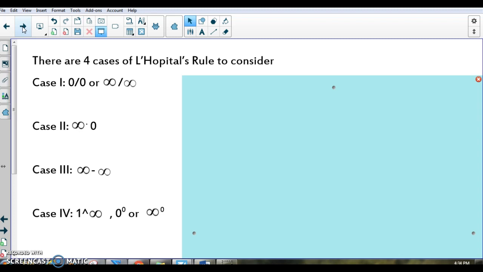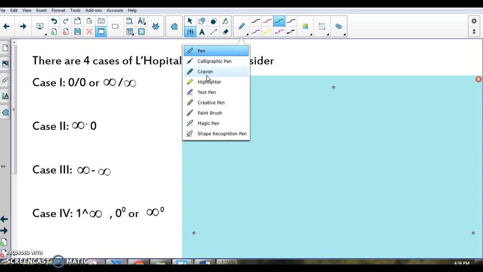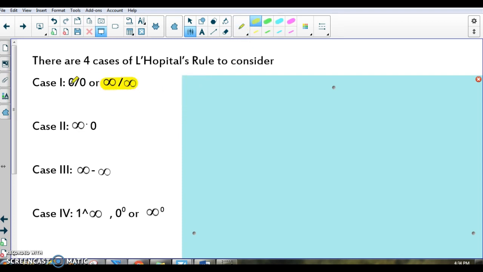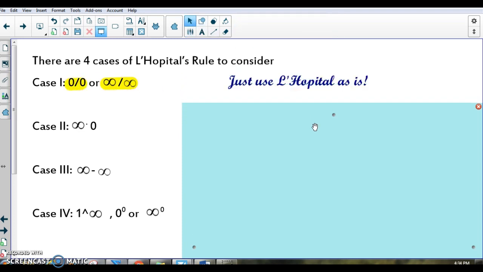We just did that. That's pretty typical. We did that last year. So if that occurs, or if you have infinity over infinity, both of those are really going to behave in the same way as each other. We call that case 1. And you just use L'Hopital's rule as is, so a derivative of the numerator over the derivative of the denominator.